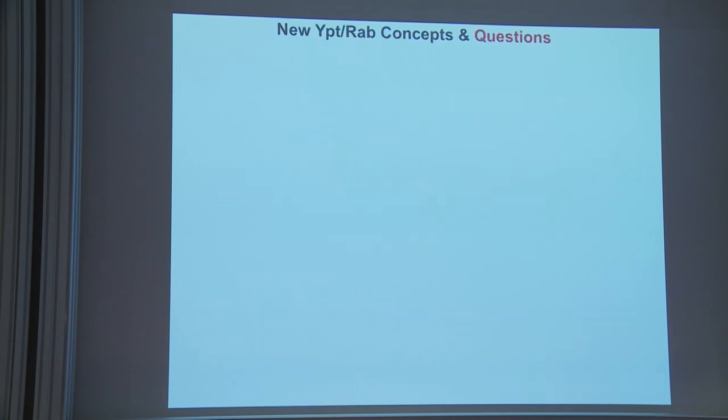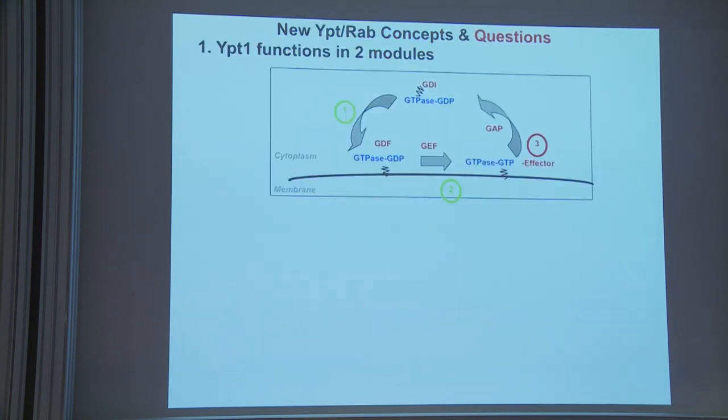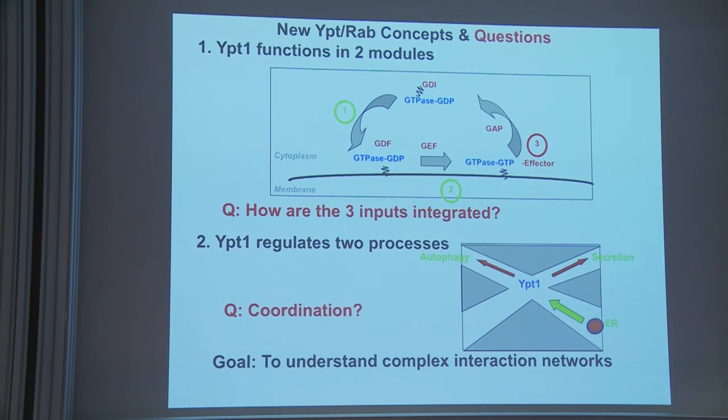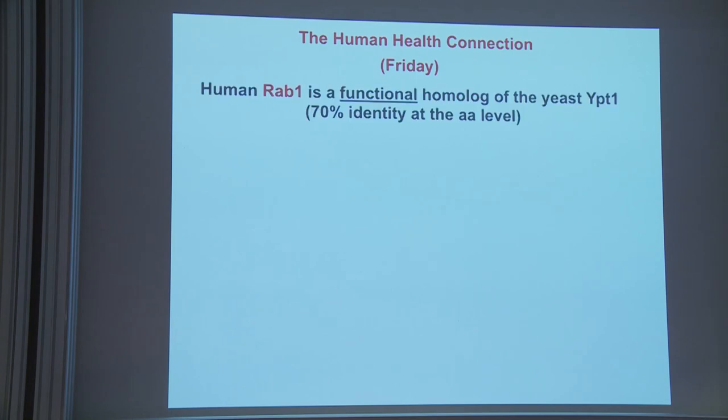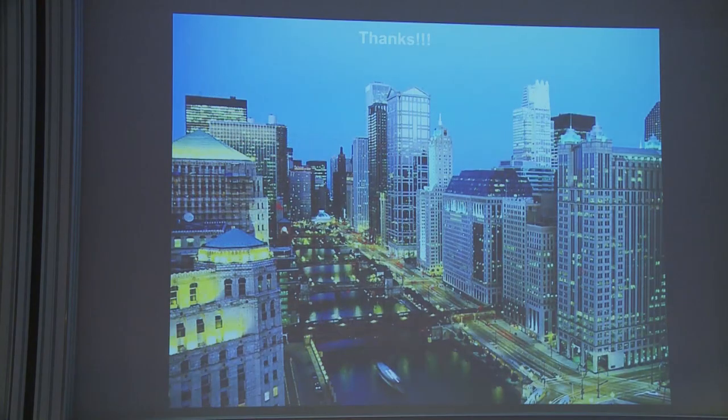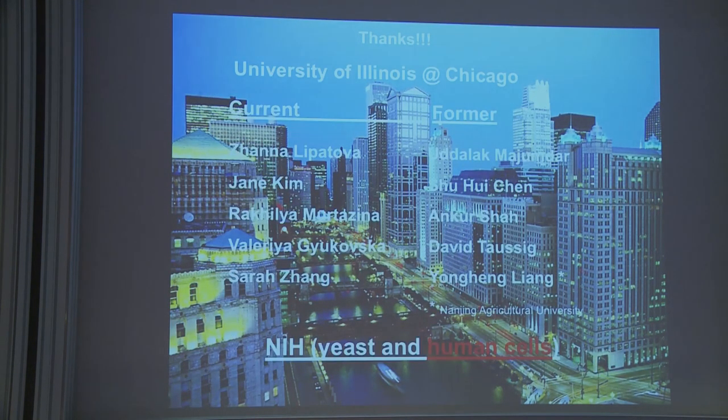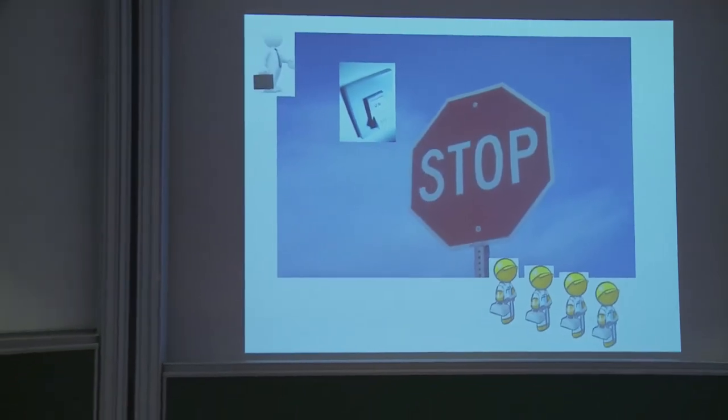The questions we are asking now in the lab, which are more basic questions, are about what I told you, the three inputs: how does this work, and is there coordination? And just to connect to human disease, Rab1 is the mammalian, the human homolog of YPT1, and it's actually involved both in cancer and neurodegenerative disease. This is my connection to Friday. And thanks to everybody who helped me in my lab and beyond.